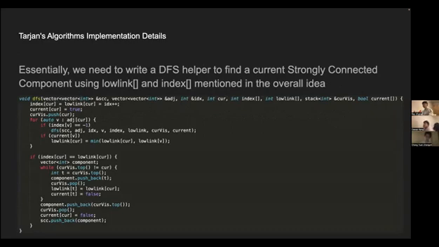So for the Tarjan's algorithm implementation details, essentially we need to write a DFS helper to find the current strongly connected component using the low link and the index mentioned in the overall idea. So the code down here is what I wrote for the DFS. Next slide, please.